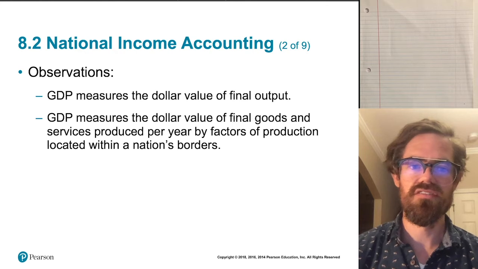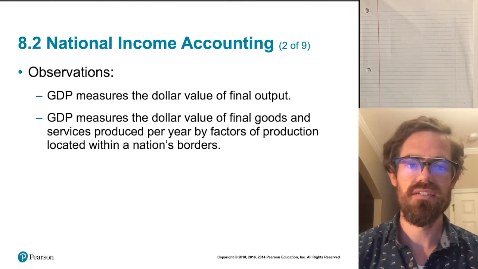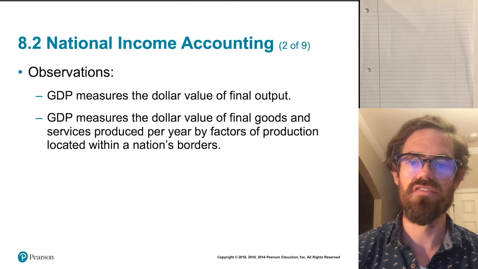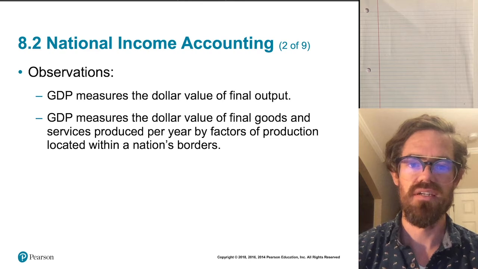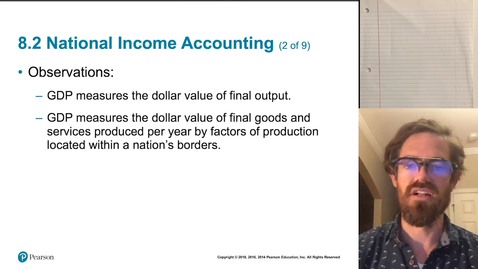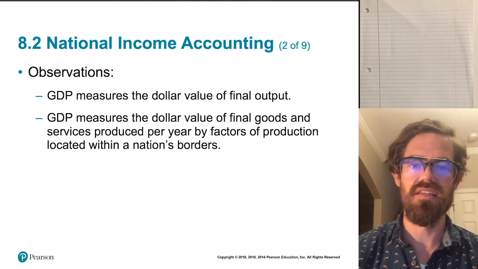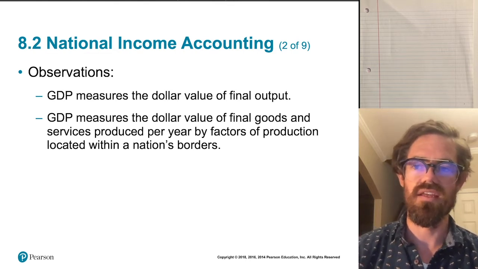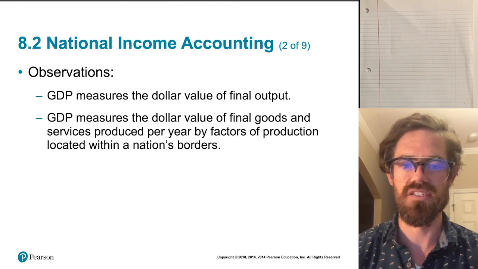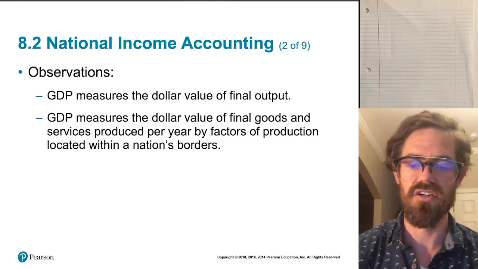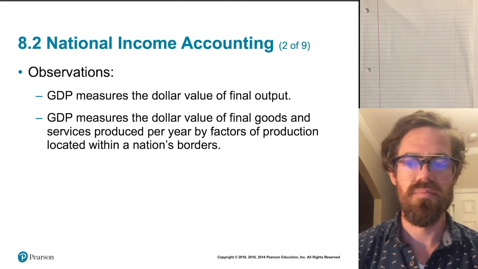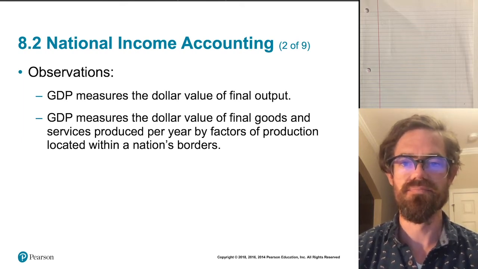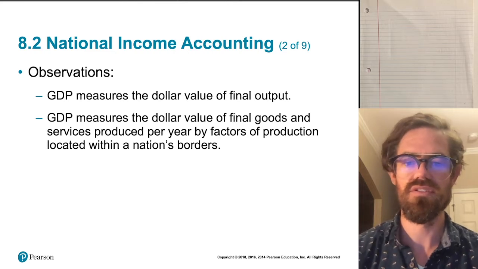So what we need to observe is that gross domestic product measures the dollar value of final output. It measures the dollar value of final goods and services produced by the factors of production within a country's borders, right? And it's usually expressed in per year terms, so in a given year. Sometimes it's expressed per quarter. There are quarterly reports, 4 times a year on GDP, but generally it's measured in per year terms.